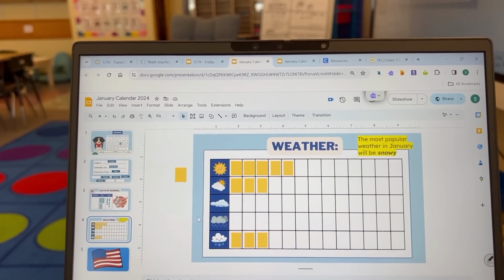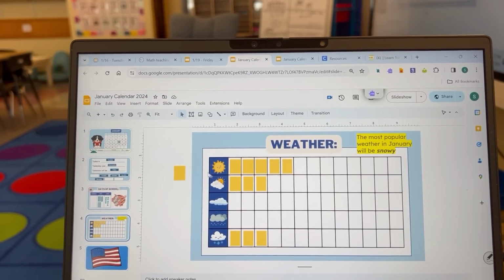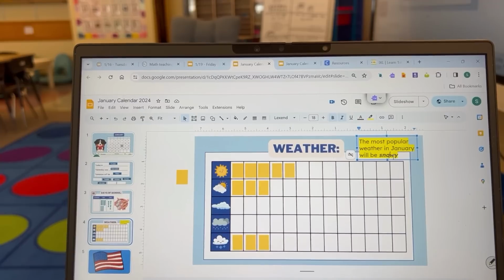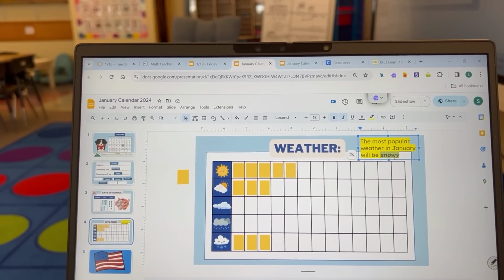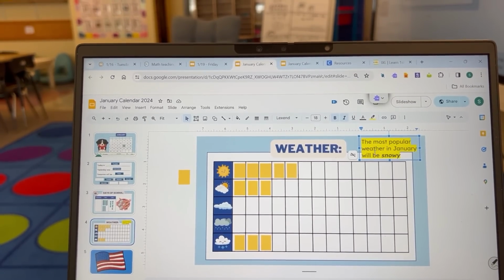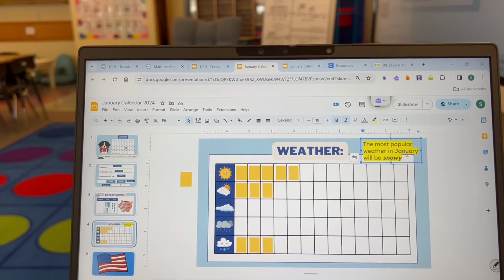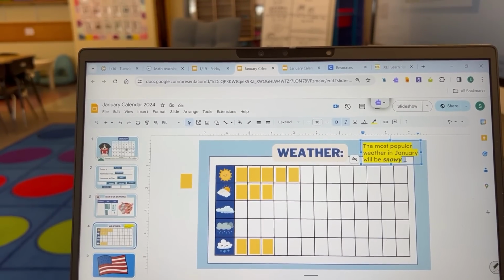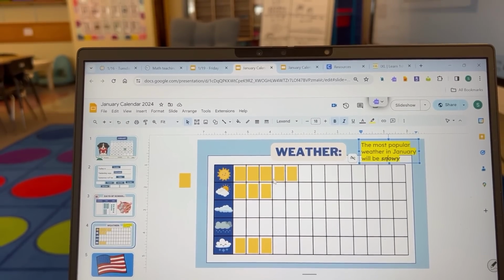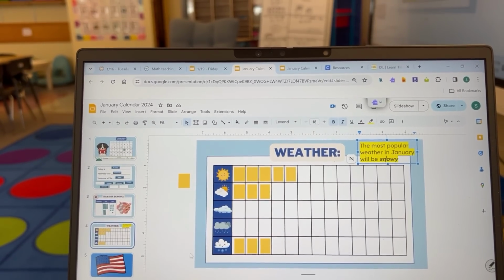Then we have our weather person come up and they decide what the weather was like today, and we move this. At the beginning of each week, my new weather helper will make a prediction. So this week, they kept the same prediction that they had the week before, which was the most popular weather in January will be snowy. So they kept that prediction. Next week, we'll see if that prediction will change and we'll keep adding.